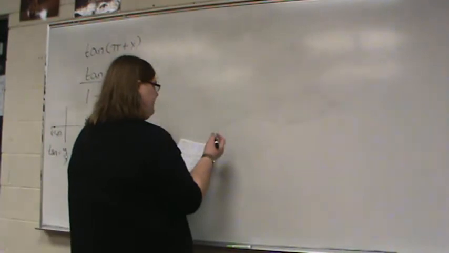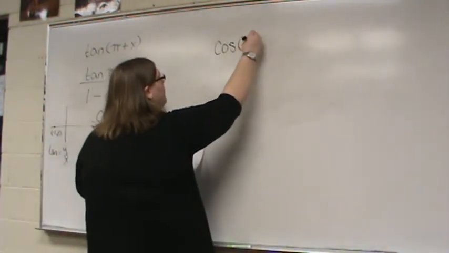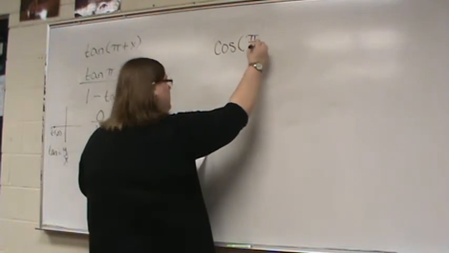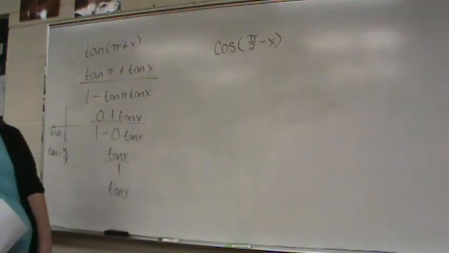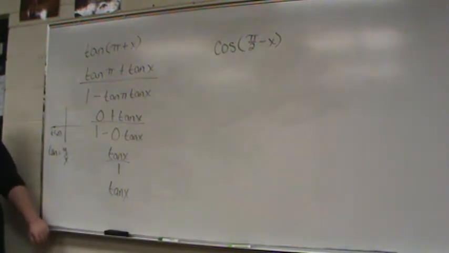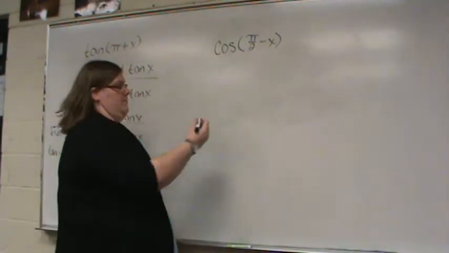And then we have number 8. It's cosine of pi over 2 minus x. So my group in the back, how do I expand that? You do the cosine sine.